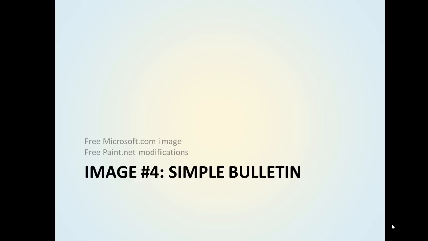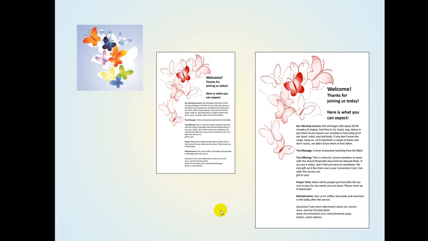And then finally, we created a very simple bulletin. Sometimes we don't want to make an image more complex. We want to simplify it, and that's what I did here. I liked this image a lot. I love the image of butterflies because I think they symbolize transformation and new life, and I thought it would be a wonderful thing for a church bulletin. So let me show you how I modified this image.